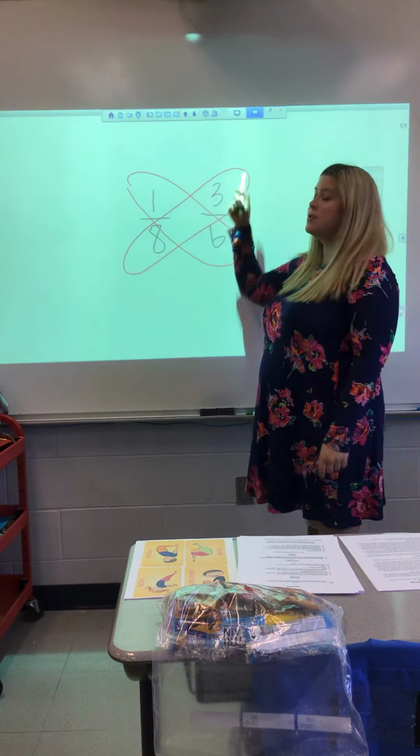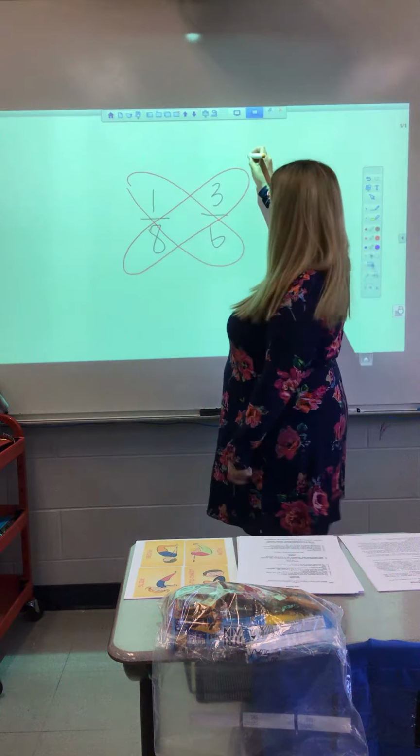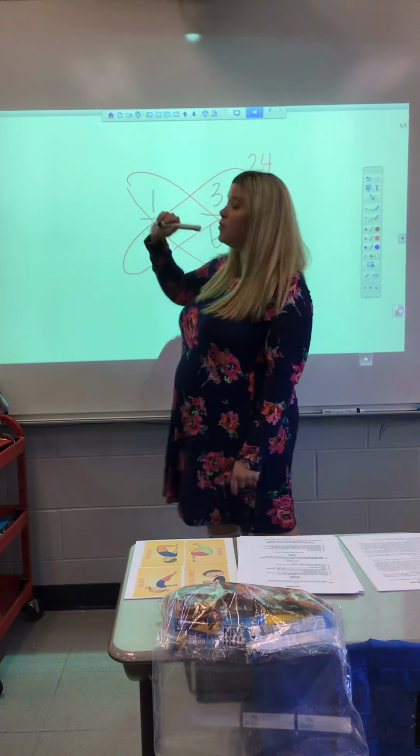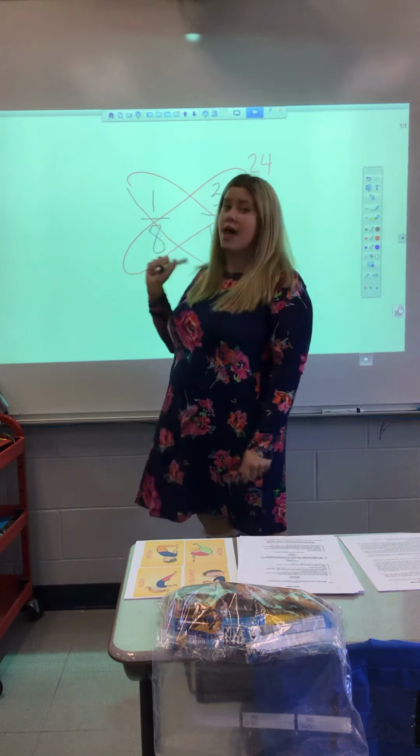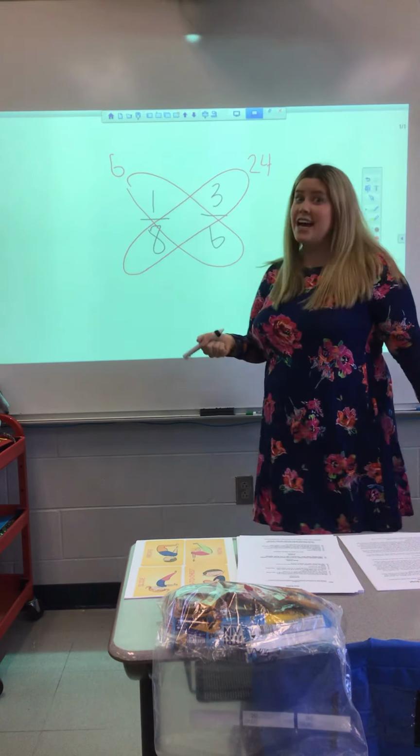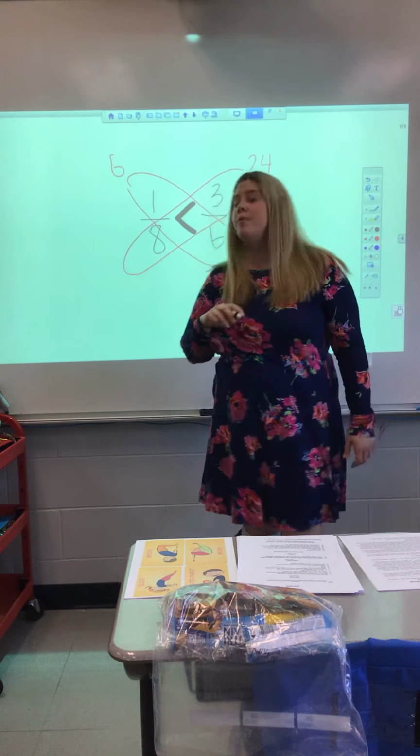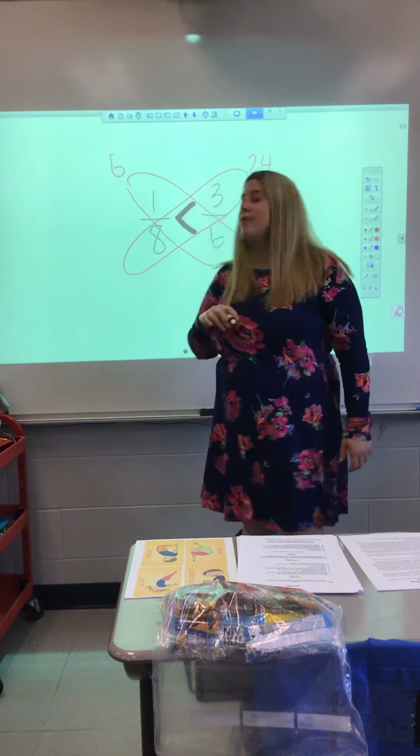What's 8 times 3? It's 24. And then what's 6 times 1? 6. Because anything times 1 is just that number. So what's greater, 6 or 24? Yeah, 24 is greater by like a lot. So I would draw my symbol, and then I would read it as 1/8 is less than 3/6. What do you think? Are you catching on? Let's try one more.